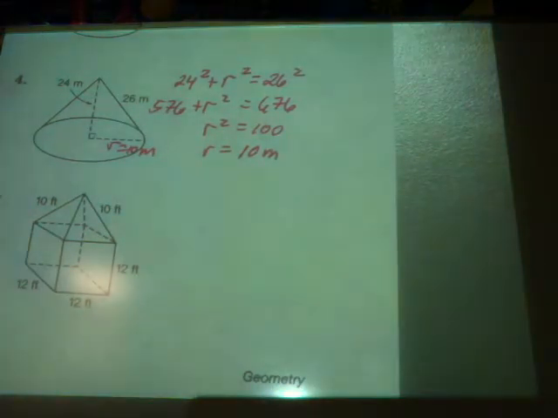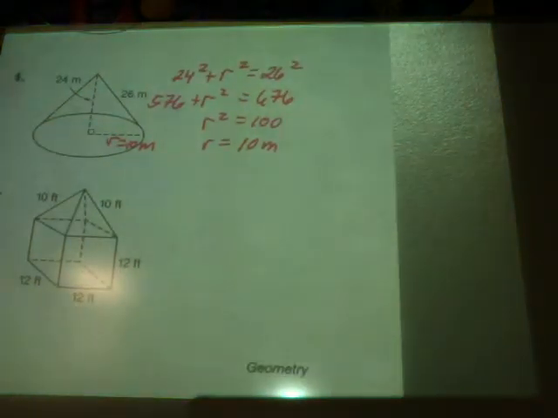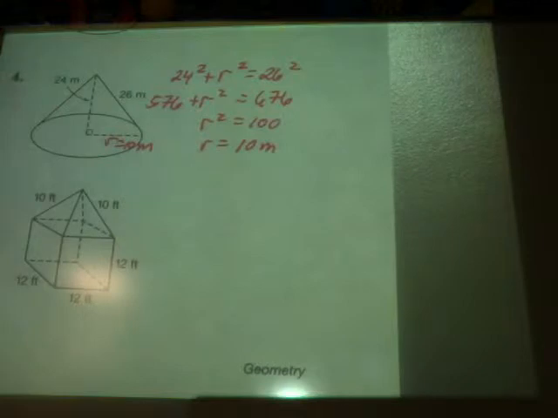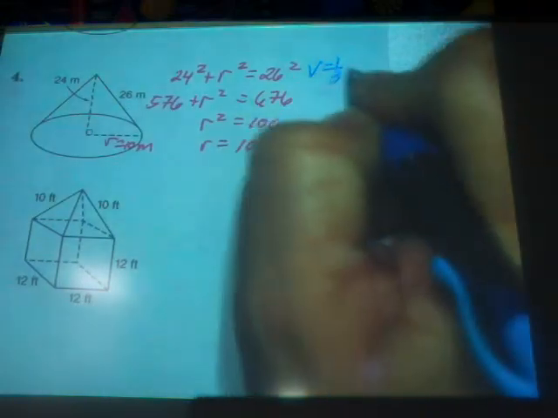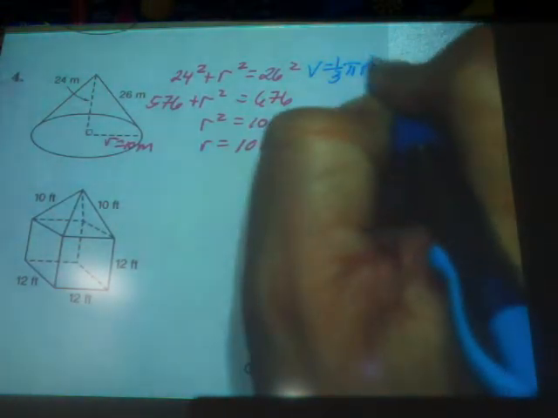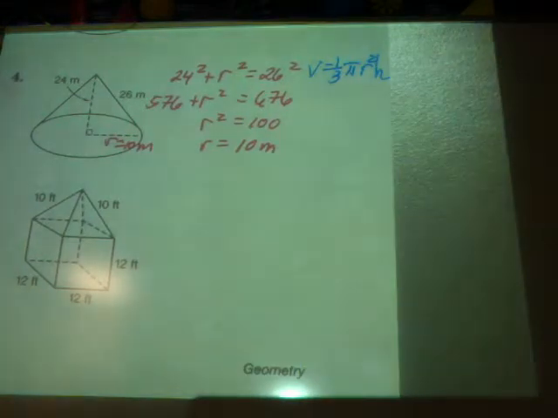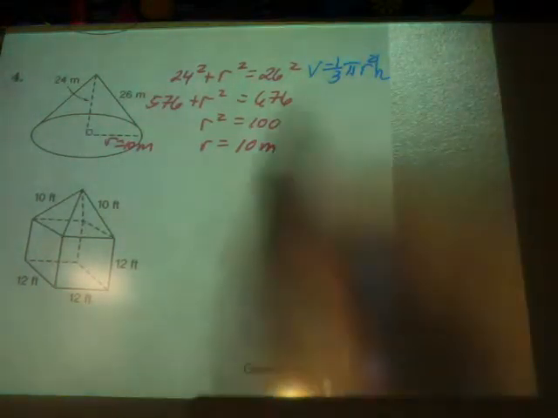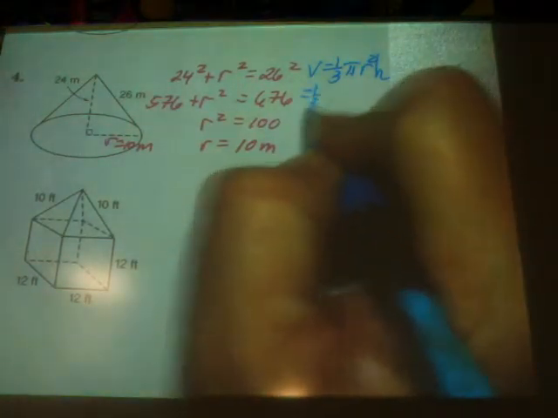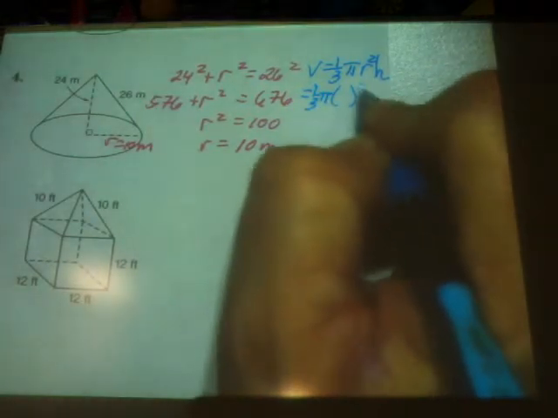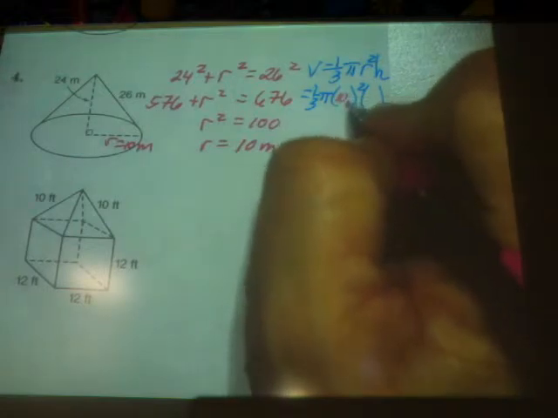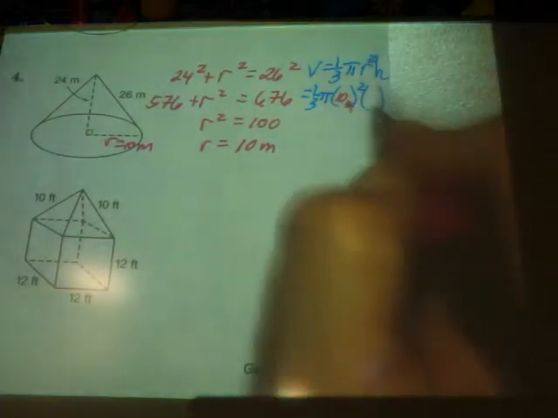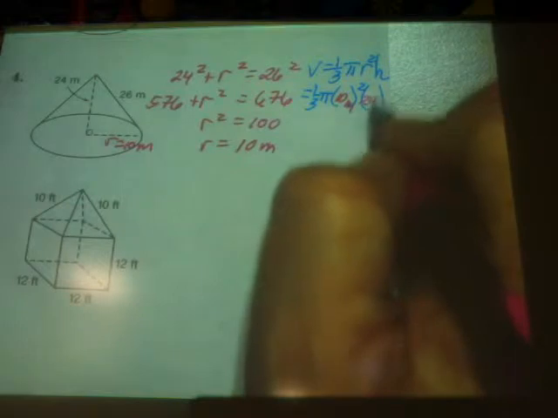Now volume should be a piece of cake, correct? So we're going to find volume is equal to 1/3 pi r squared h, because that's a cone. So it's equal to 1/3 pi times, my radius we just found was 10 meters, and my height is what? 24 meters.